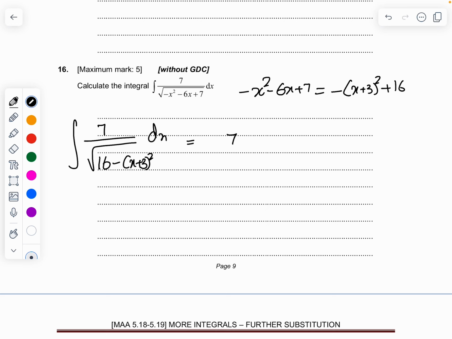So it is the sine inverse formula. Sine inverse of (x plus 3) upon 4 plus c.